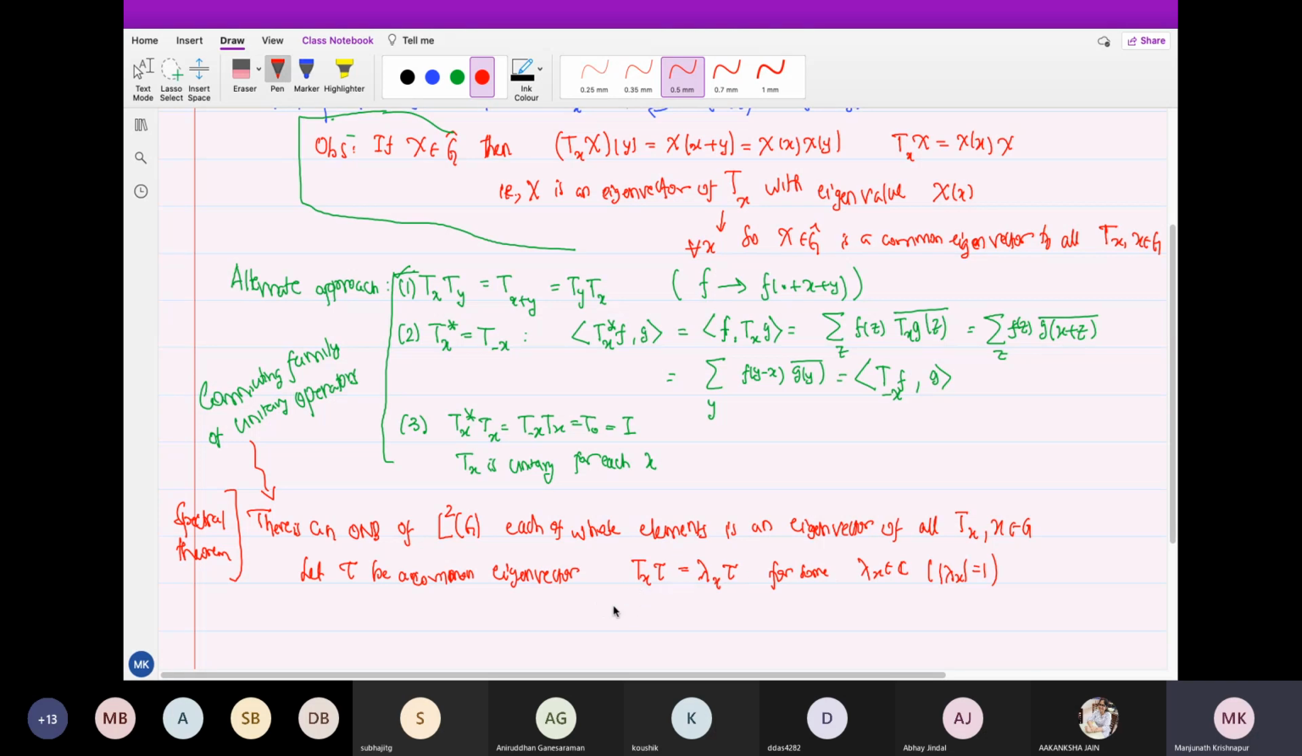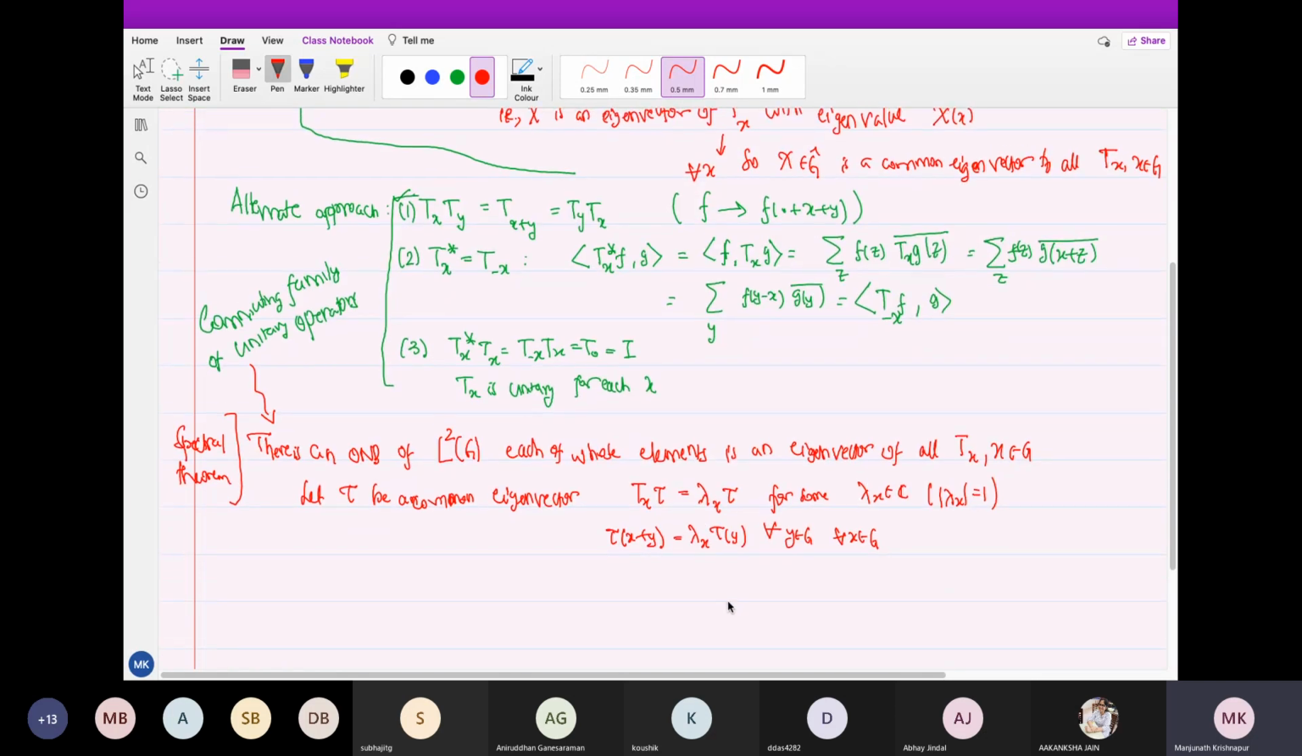If you look at T_x tau, this means you evaluate it at y. So tau of x plus y is equal to lambda_x tau of y, for all y in G. It's also true for all x in G. For each x, I apply this. So T_x tau applied at y is tau at x plus y, and the right side is lambda_x times tau at y.